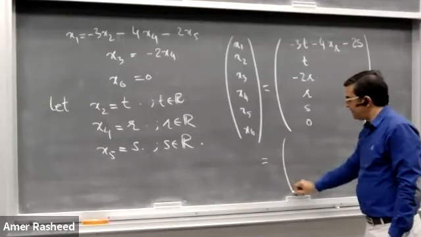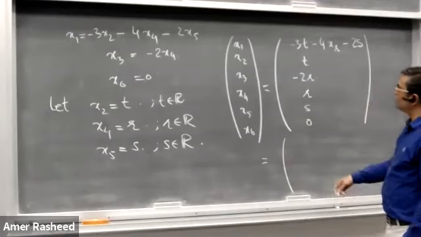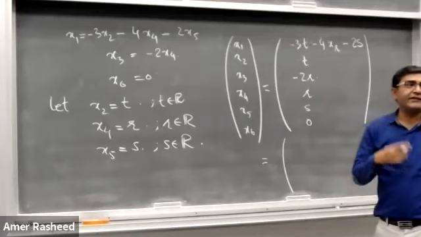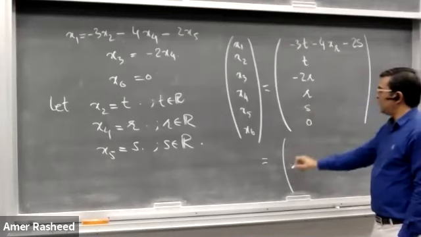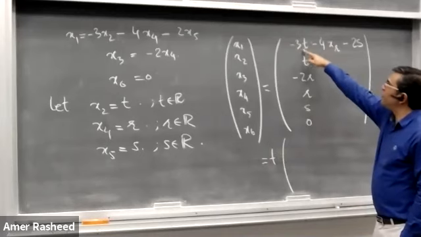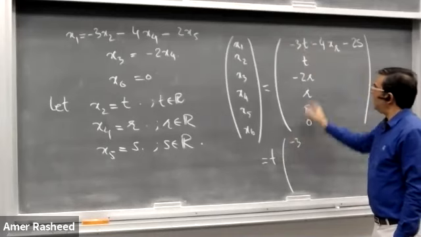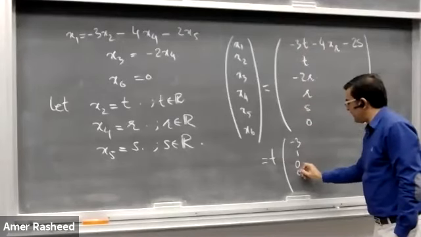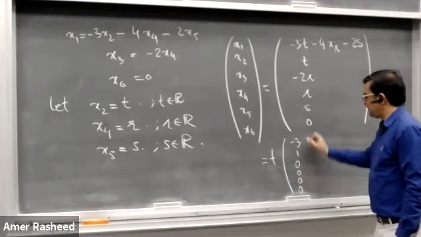And further, you can separate the constant terms. There is no constant term here because the right hand side is 0. So we can take t common here. The coefficient of t here is negative 3. Here is 1. Here it is not there, so you get this, okay?